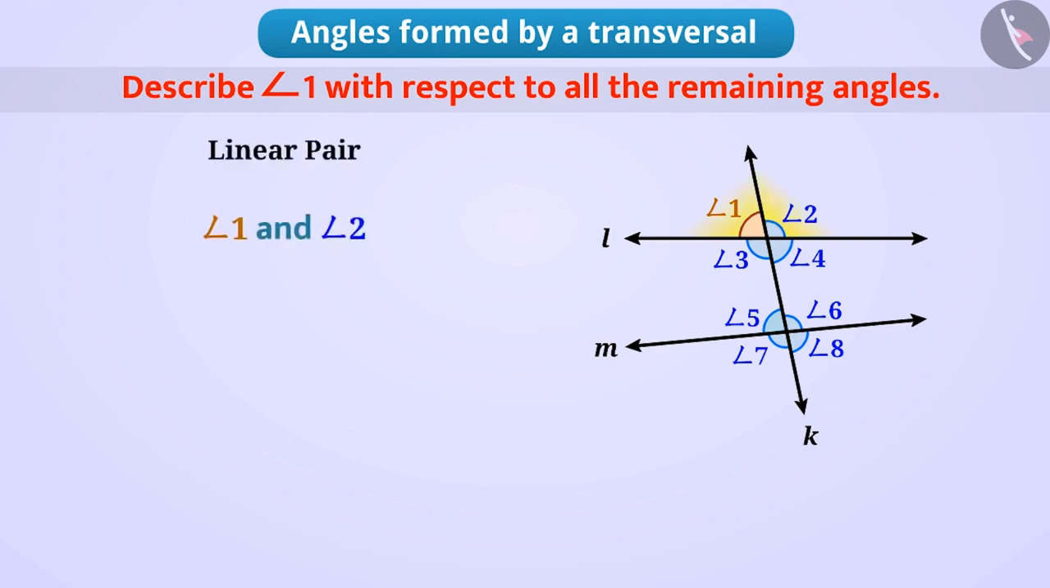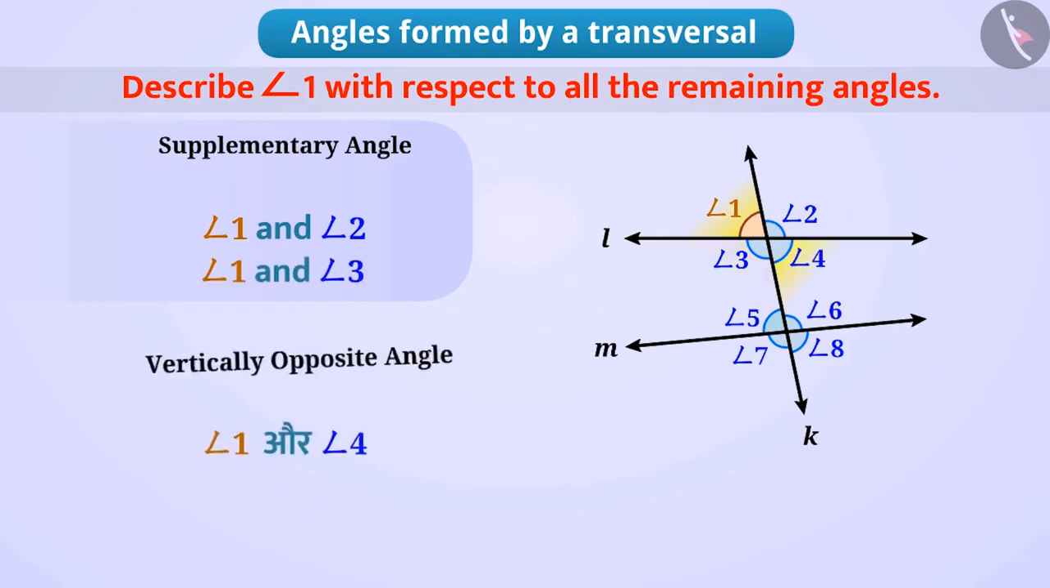Can you explain the meaning of this? Think for a while. Absolutely correct. This means that the sum of angle 1 and angle 2 is 180 degrees. Therefore, here angle 1 is the supplementary angle of angle 2. Similarly, angle 1 and angle 3 are also supplementary angles. Angle 1 is the vertically opposite angle of angle 4.